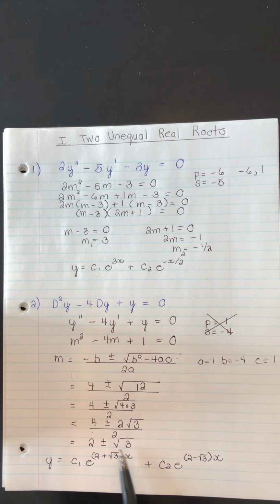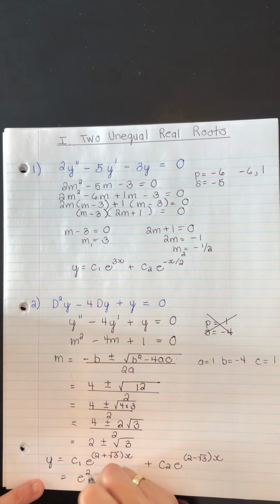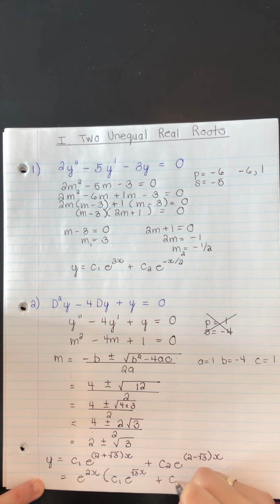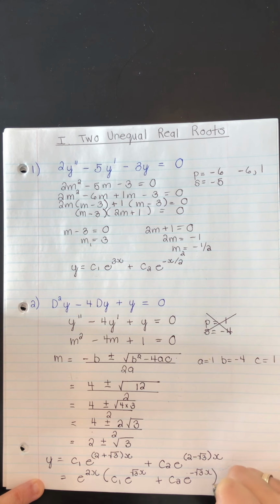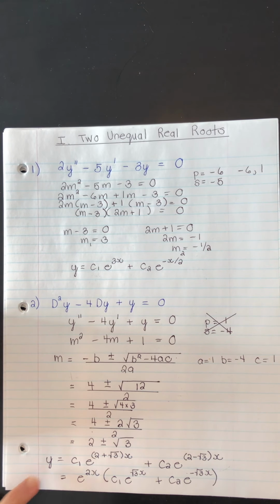And same thing here, this is the same as e to the 2x multiplied by e to the negative root 3x. So we could common factor, and we should common factor e to the 2x from those terms. And that will be C1 e to the root 3x plus C2 e to the negative root 3x left in the bracket like that. Okay? Okay, so that was our second example.